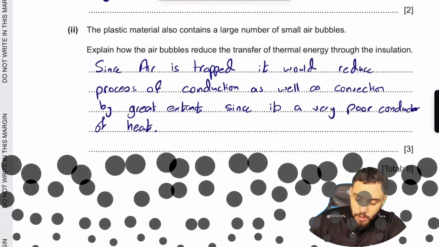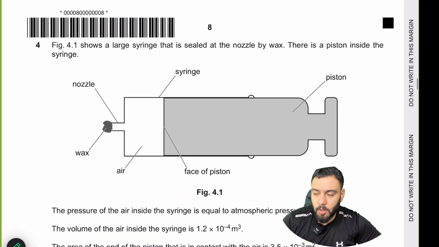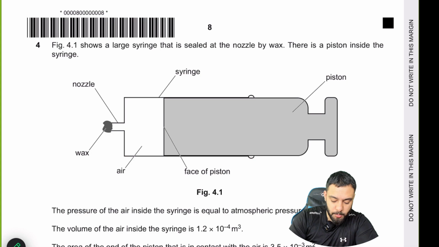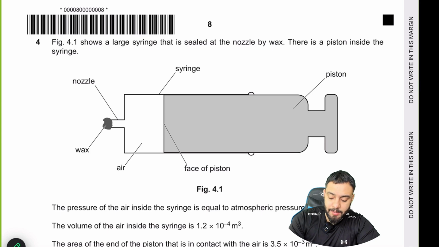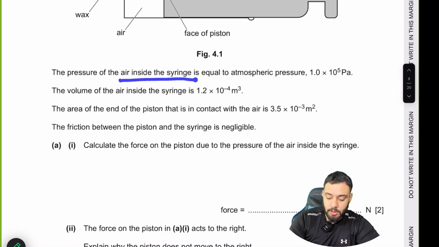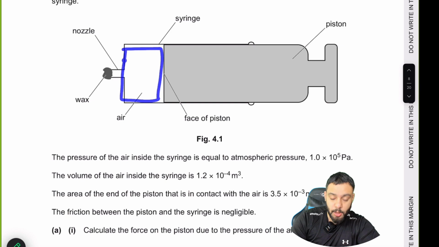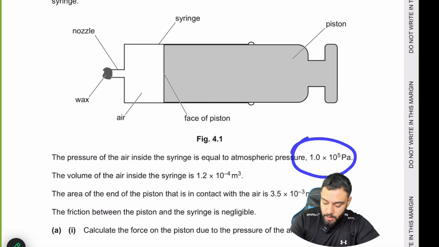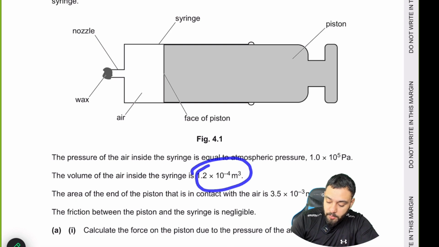Moving on to question number 4. All right, let's move on to question number 4. Question number 4 states that figure 4.1 shows a large syringe that is sealed at the nozzle by wax. There's a piston inside the syringe and the pressure of the air inside the syringe is equal to the atmospheric pressure. Okay, so the pressure inside the syringe is equal to the atmospheric pressure. The value is given. The volume of the air inside the syringe is also 1.2 times 10 to the power of negative 4.